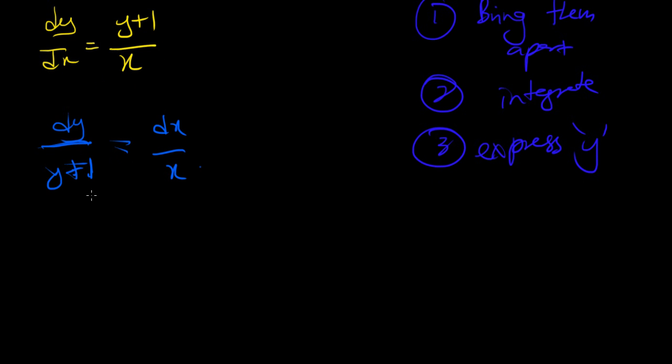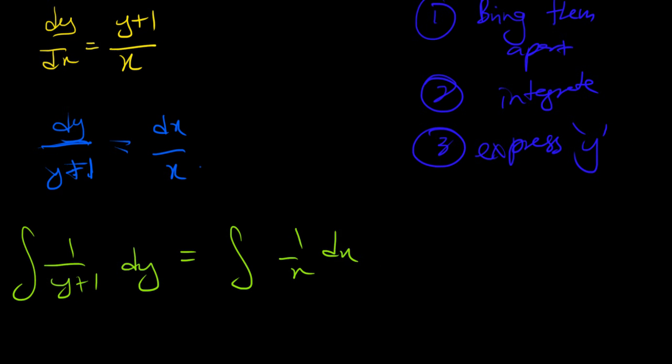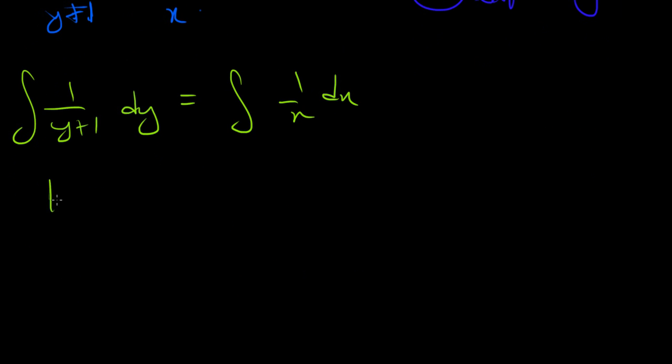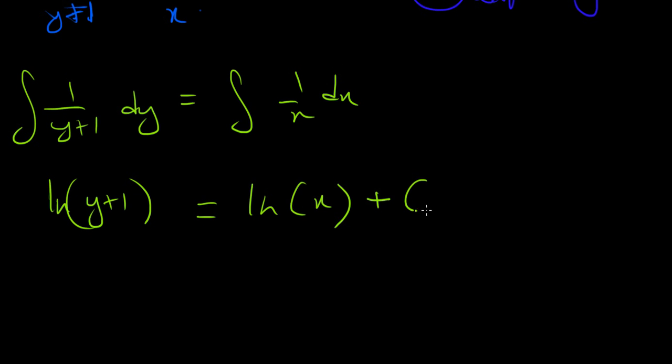After separating, you'll get this, and then you have to integrate both sides. It's actually the integral of 1 over (y plus 1) dy equals the integral of 1 over x dx. The second step is integration. When you integrate, you'll get ln(y plus 1). Here you'll have a constant, but usually here also you get a constant. You have to combine both constants because both of them are completely arbitrary, so you can put the constant on the x side, which makes it easier to calculate.